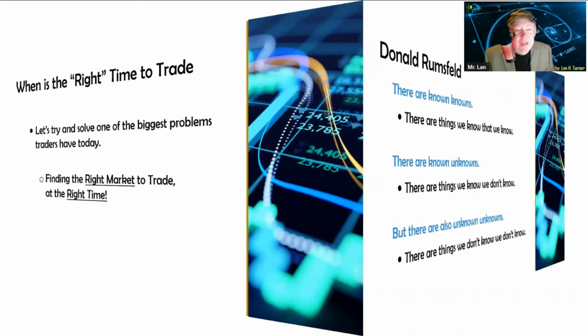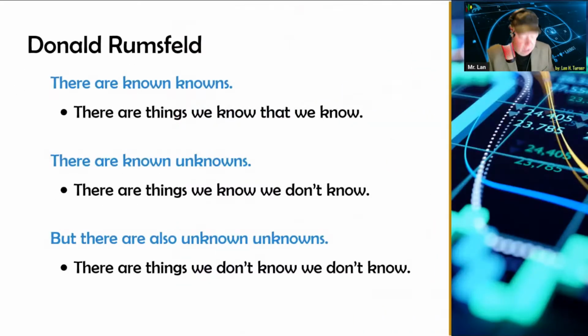Let's talk about that. Y'all remember that good old guy named Donald Rumsfeld? Whether you liked him or not doesn't matter, but he did have a great saying. He said, there are known knowns: things we know that we know. There are known unknowns: things we know we don't know. But there are also unknown unknowns: things we don't know we don't know. I know that's kind of a fun little saying. I love it because there are a lot of unknown unknowns, especially in the financial industry.